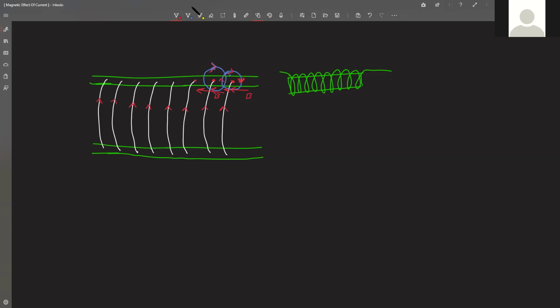And that is the reason, because they are all in the same direction, the resultant magnetic field is along the axis. It's not like there is no magnetic field here, it is there, but along the axis, you can say the direction will be along the axis itself.